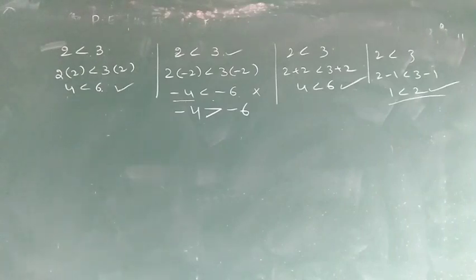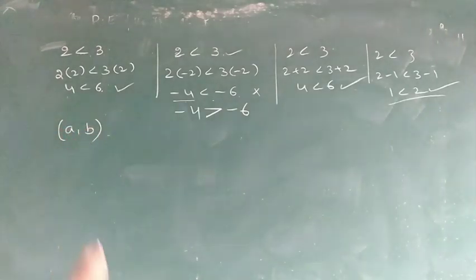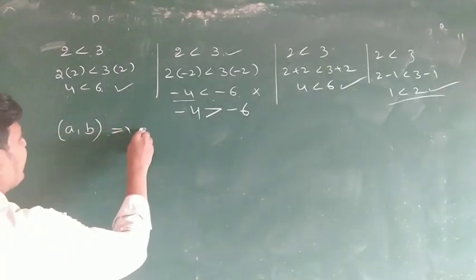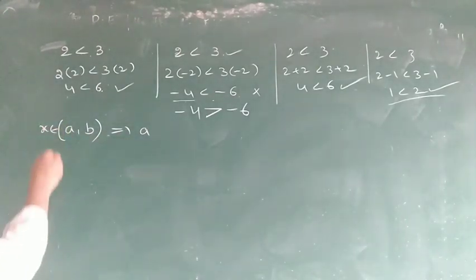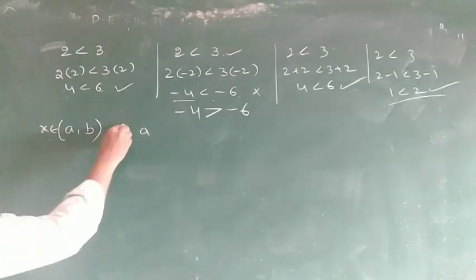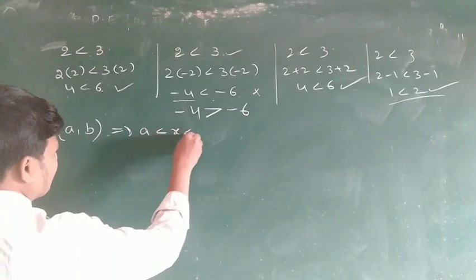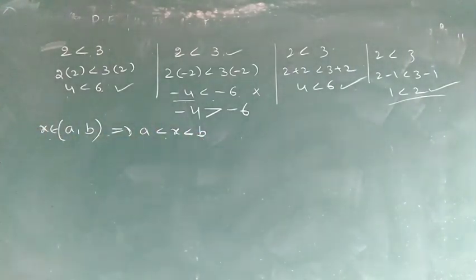Okay, next one, solutions. Next, some intervals. This is the open interval (a, b). We already discussed this in set theory, sets. What is the meaning? x belongs to the open interval (a, b) means a less than x less than b. An open interval is strictly less than or greater than.